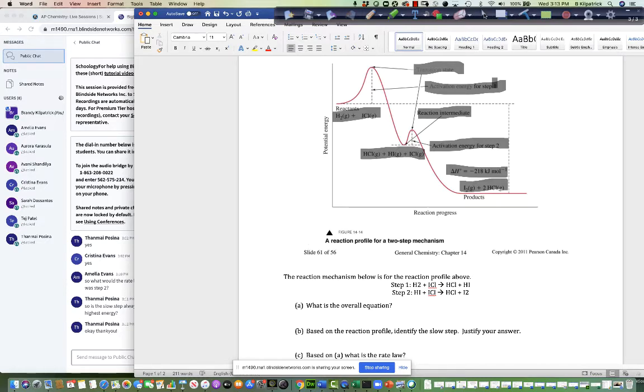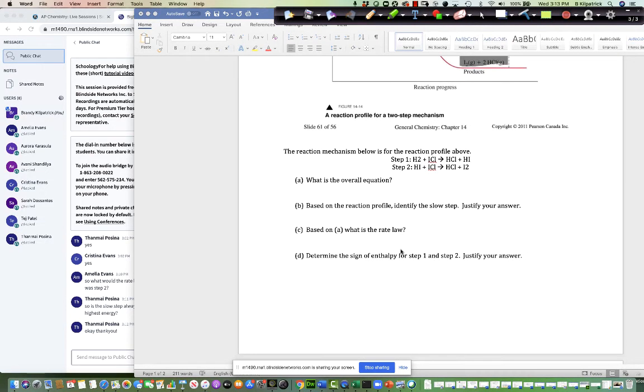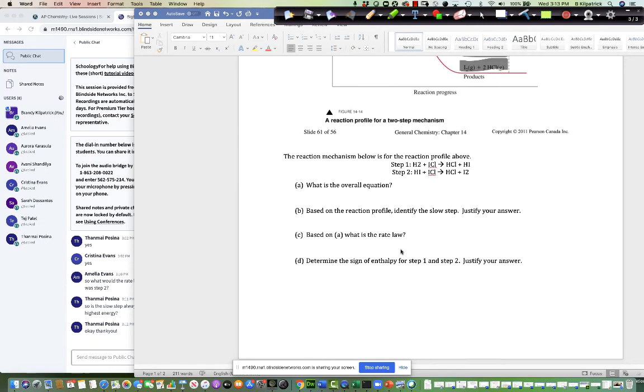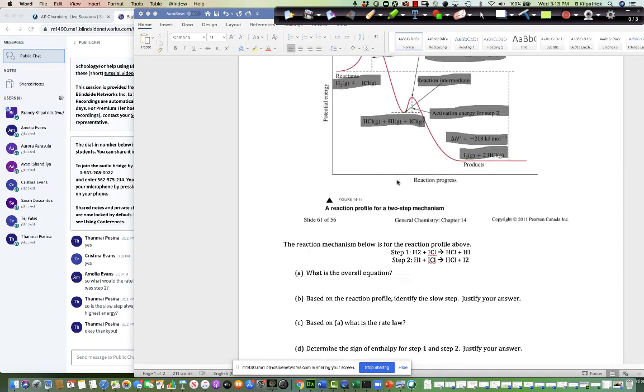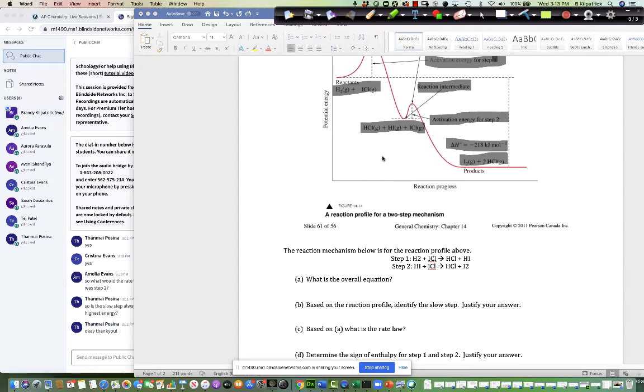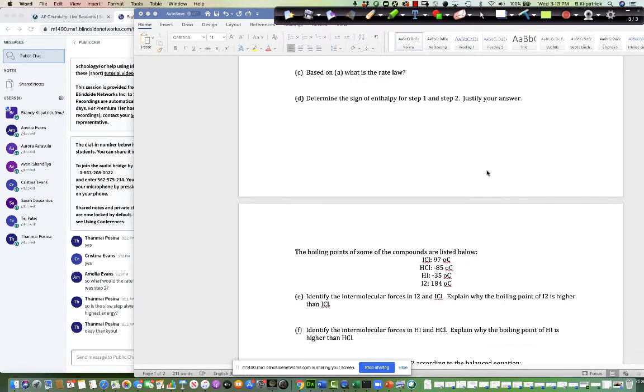All right. Okay, so let's look at D. Oh, wait, we already did that. Okay, so the enthalpy for all of the steps is negative, and then overall it's also going to be negative.